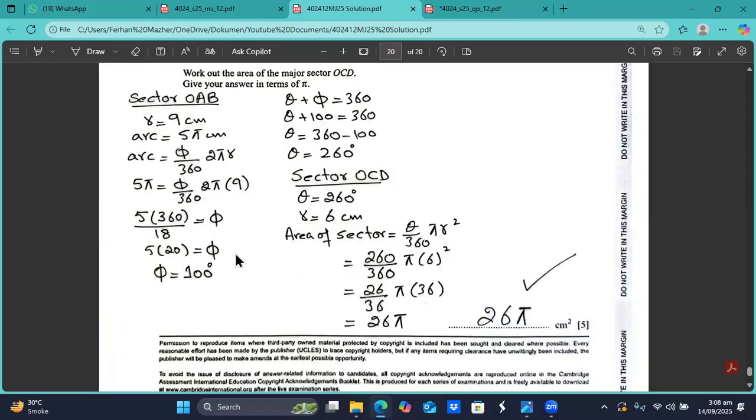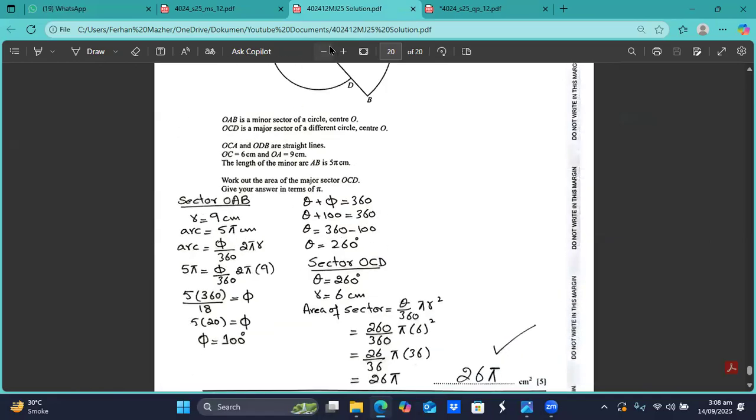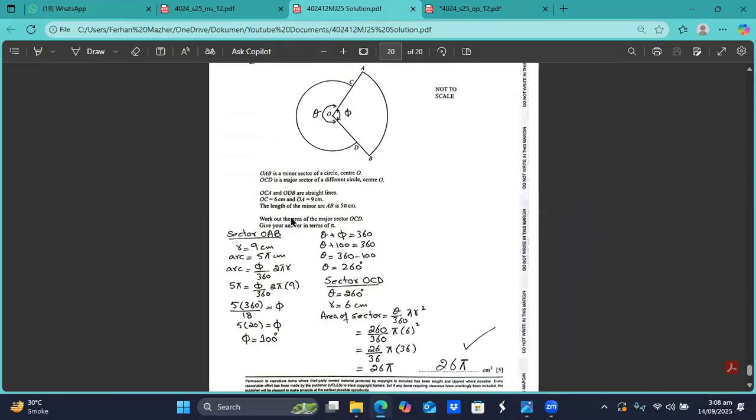This is how you do it. Let me reduce the size so you can see the whole. Still cannot see the whole question. Okay. Now you can see the whole question. This is how we did this. You can pause the video and take your time.